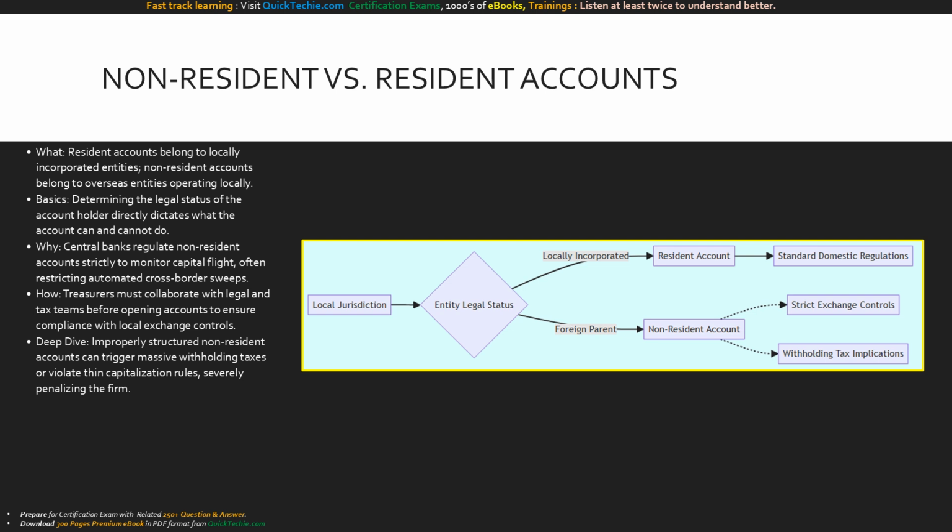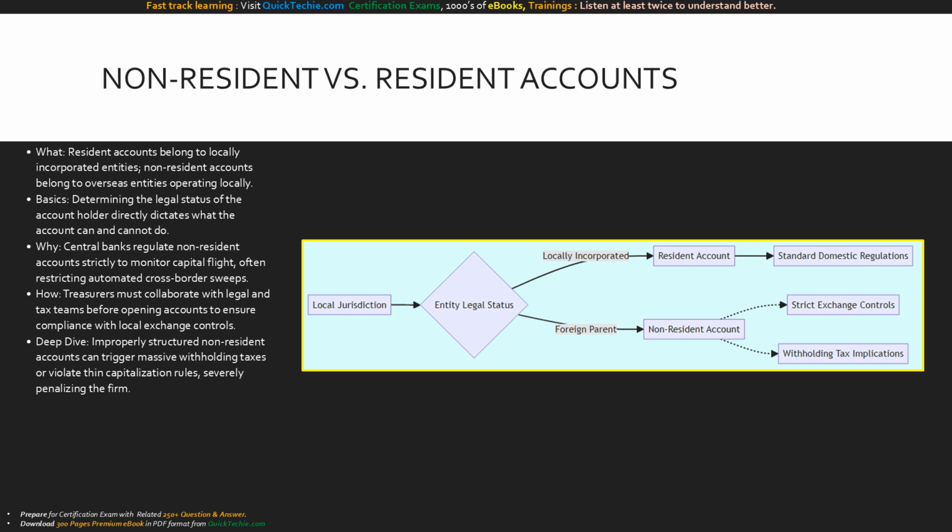Let's walk through this regulatory map. We start on the left with the local jurisdiction. The flow immediately hits a decision gateway: entity legal status. If your company has a locally incorporated subsidiary, you open a resident account, which flows smoothly into standard domestic regulations.